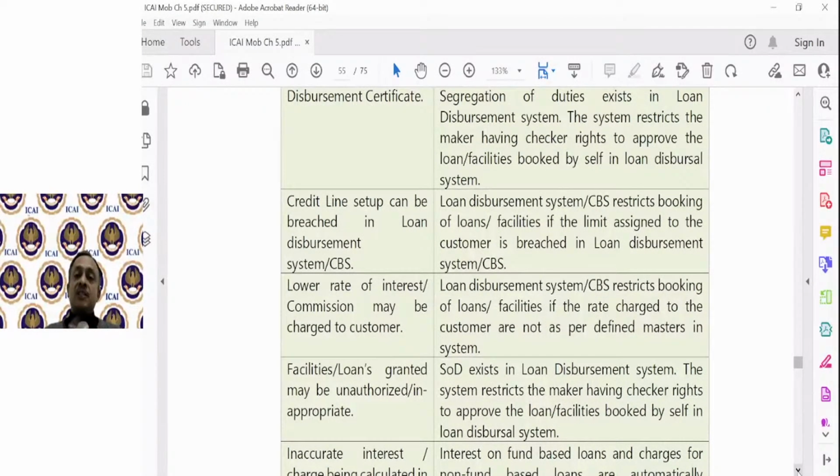Let us read. Loan disbursement system restricts booking of loan facilities if interest charged to customers is not as per the defined master in the system. So what is happening? In this case, the floating rate of interest has to be updated in the master, and that update in the master is not going correctly. Now understand the impact of this is phenomenal, because if the interest rate master is not updated, it is not only going to affect my account, it is going to affect all the accounts that are linked to that rate of interest globally in the bank system. So the impact is going to be hugely material.